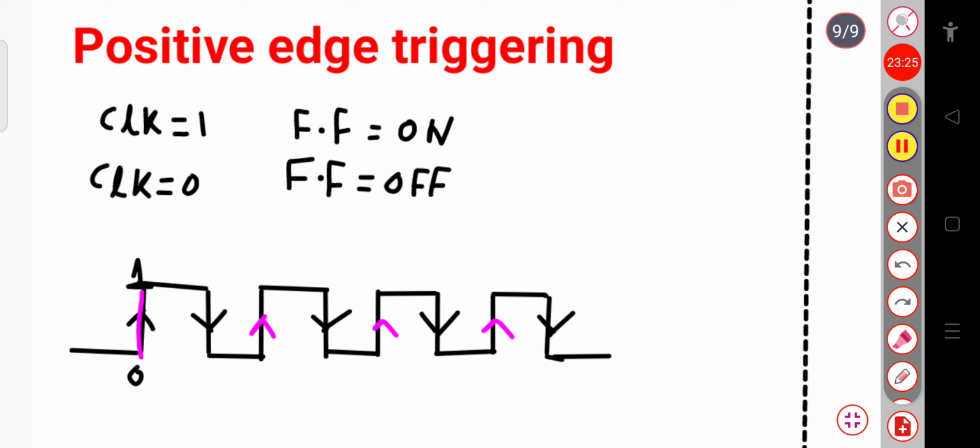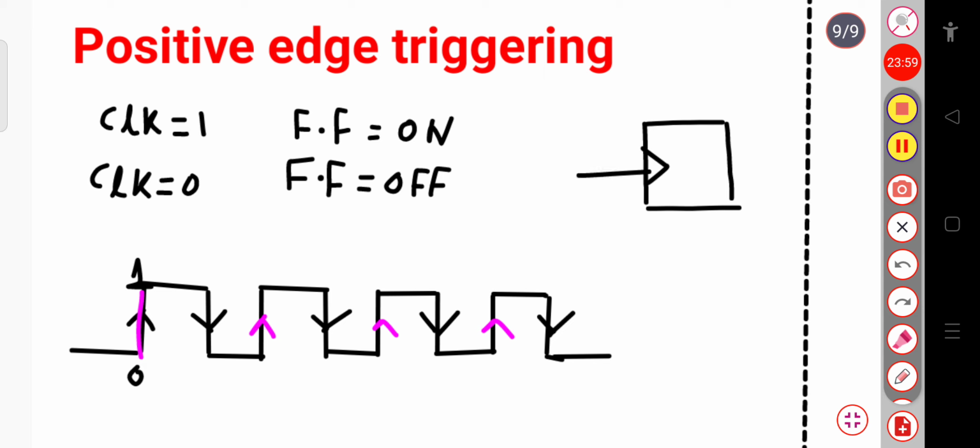These black ones are the off state. You can see that if I draw an arrow like this, these are the off state. That is, when it goes from 1 to 0, this is the off state, and when it goes from 0 to 1, that is in the upward direction, these pink arrows are called the on state. This is called positive edge triggering, and it can be represented like this: suppose this is a flip-flop, and for this we just give an arrow, and this is my clock.